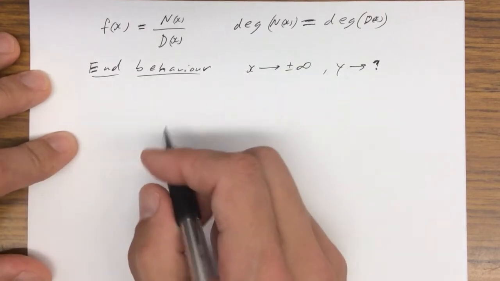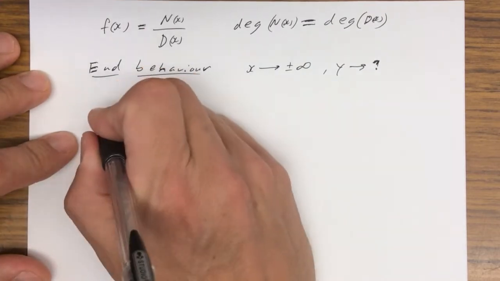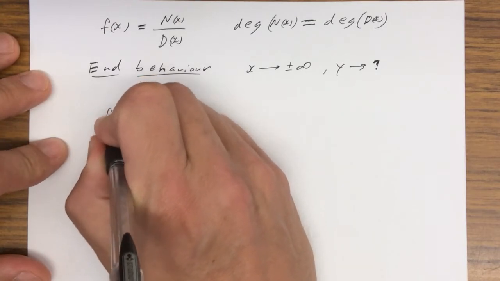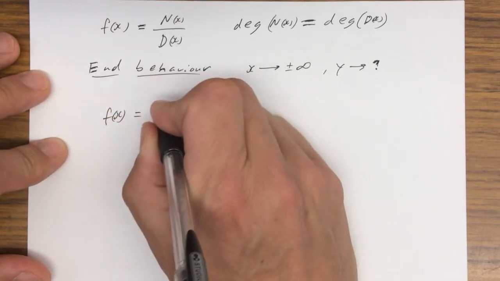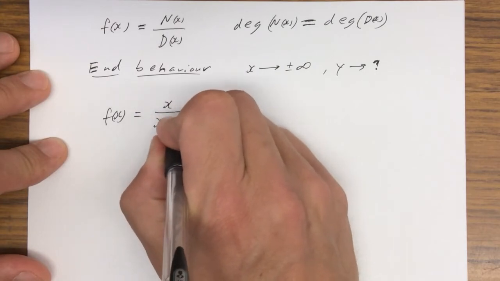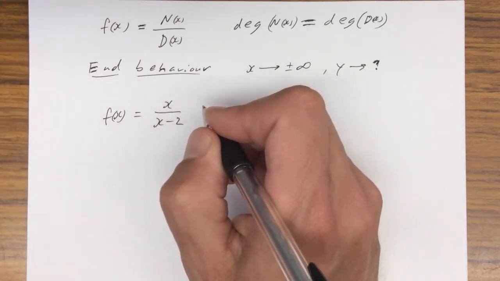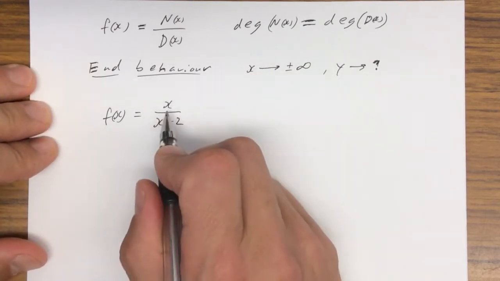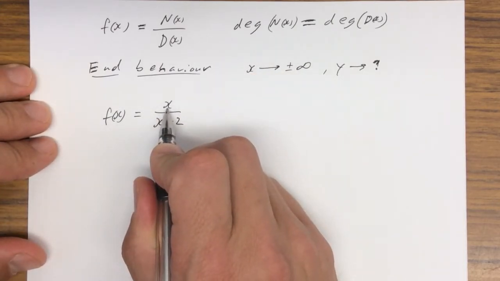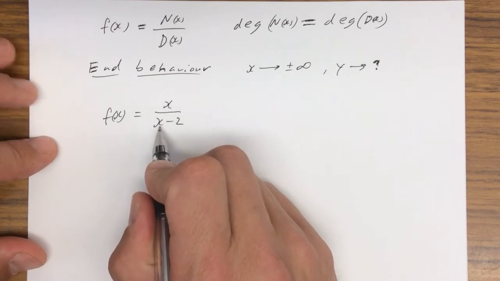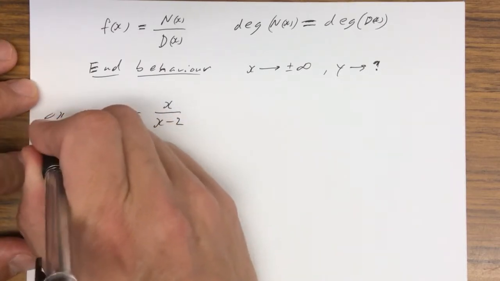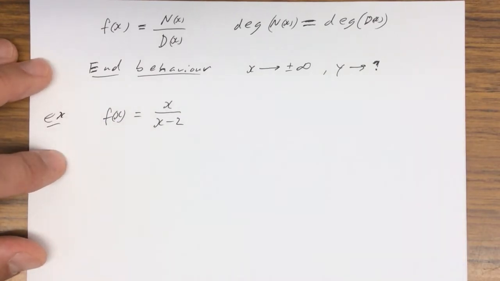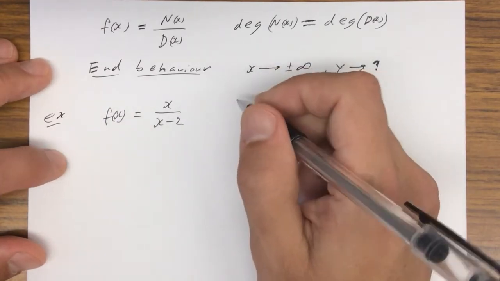So we can start off with something simple like f of x equal to x over x minus 2. Well, they're both linear functions, so x and x minus 2 are linear functions. The degree of this top is 1, and the degree of the bottom is 1. Okay, so as an example, what we're going to do here is the little trick that I showed you in a previous video to see what happens in the end behavior.